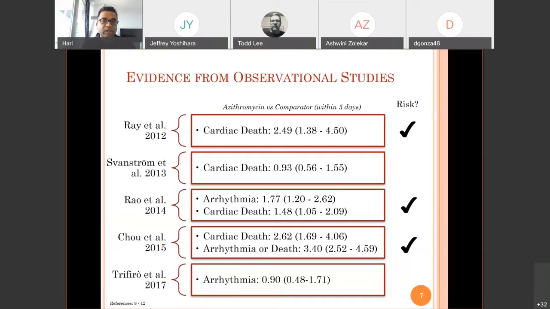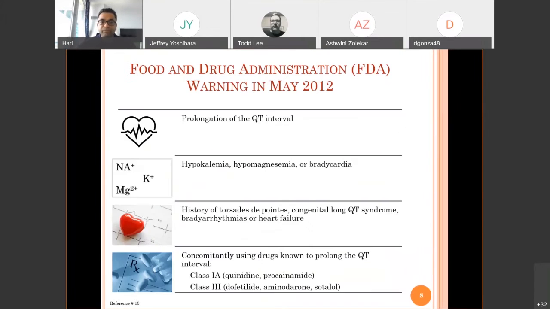But I just want to give you an understanding that there's conflicting evidence in terms of whether there is a risk with azithromycin or not. And then soon after the first study in 2012, the FDA issued this warning, which was specifically focused on certain populations where azithromycin was thought to be increasing the risk.